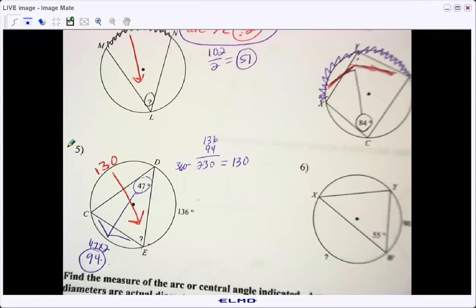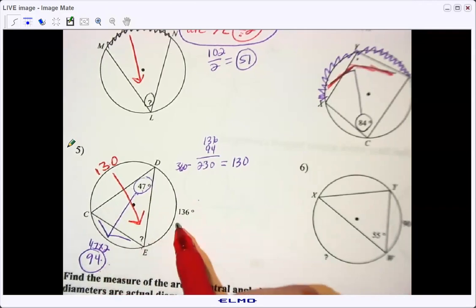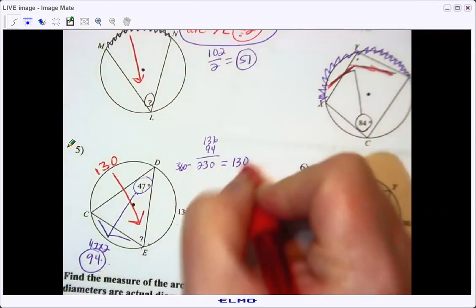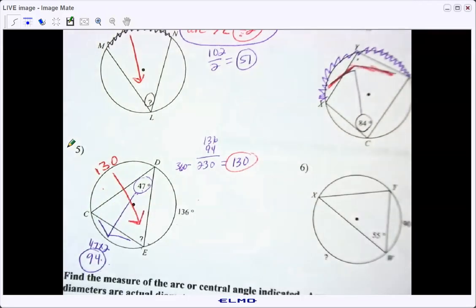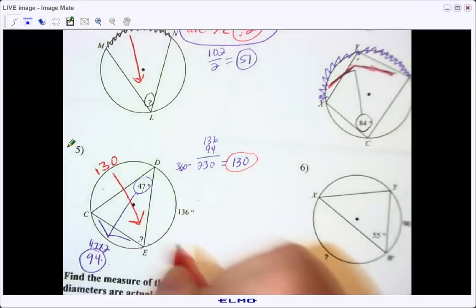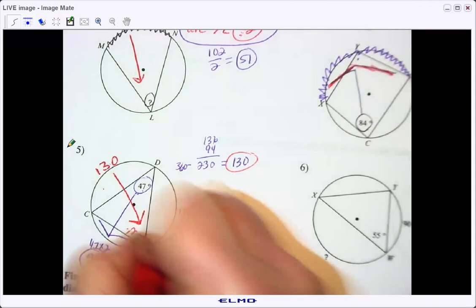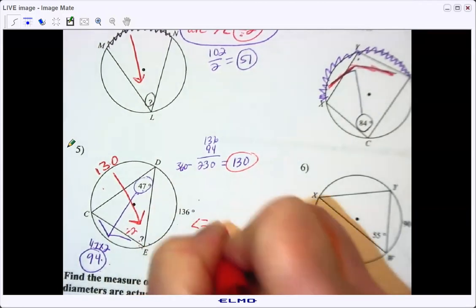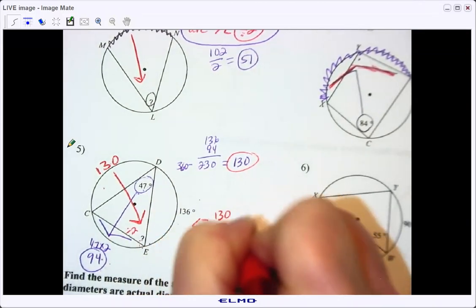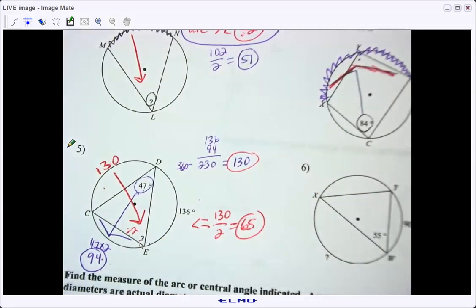Okay, while you're doing that, let me recap what we just did. I can find this arc by multiplying by 2 to get 94. I can add these two together and subtract from 360 to get this arc. Many of you are putting the answer for this angle in the chat box. This one we divide by 2. So the angle is equal to 130 divided by 2, or 65.